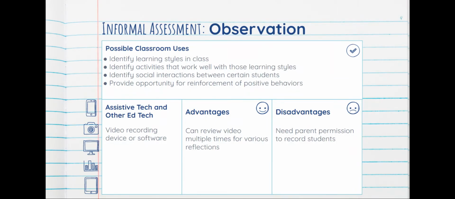A second example of informal assessment is observations. Possible classroom uses are to identify learning styles within your class and to identify activities that work well with those learning styles. Observations also identify social interactions between certain students and provide opportunity for reinforcement of positive behaviors. Video recording devices or software are an excellent way to record observations so that they can be reviewed multiple times for various teacher reflection, student reflection, or whole class reflection. Unfortunately, to record students, you need parent permission, so this can be a disadvantage.